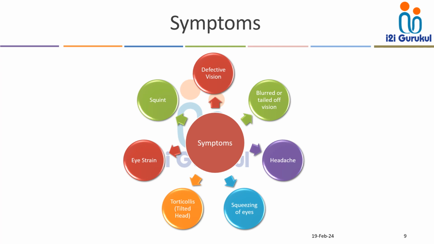And then eye strain, tired or painful eyes due to the stress in reading or seeing objects. And there may be a squint. So these are the symptoms of astigmatism.